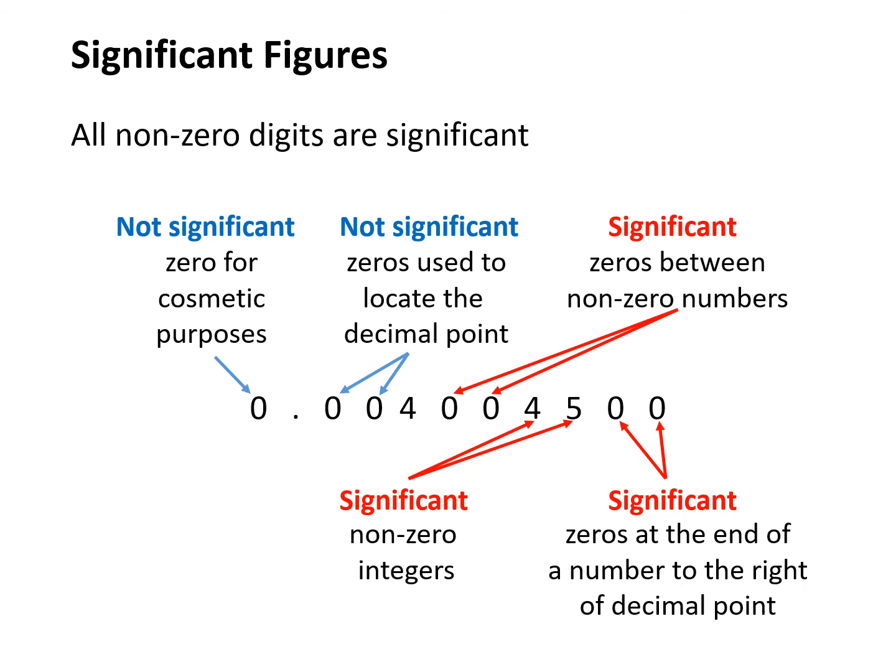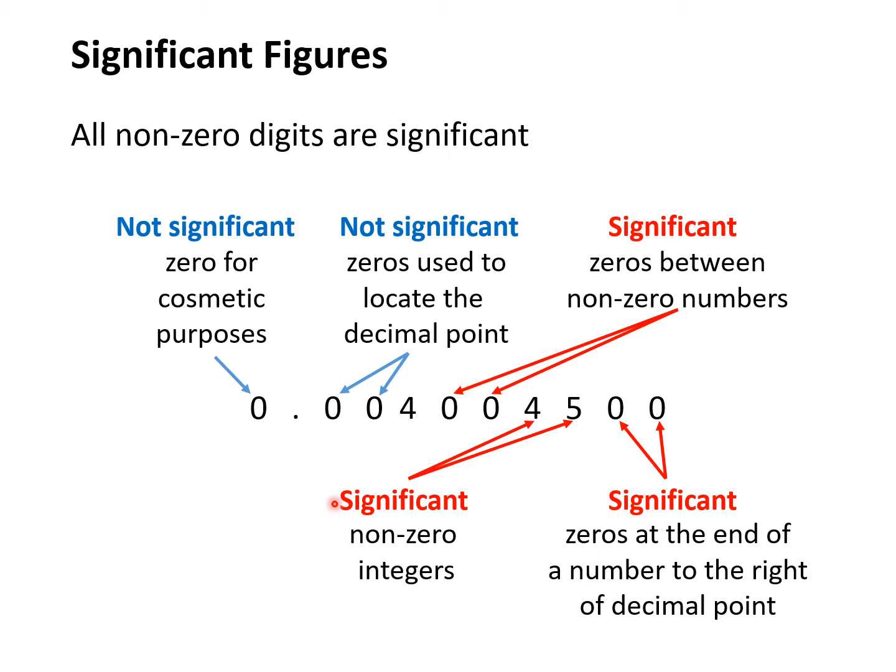When keeping track of significant figures, it's important to remember that all non-zero digits are always significant. What about zeros? Well, if the 0 is located before the decimal point, then it is not significant because it is only used for cosmetic purposes. Zeros before the first non-zero number are also not significant because they are only used to locate the position of the decimal point.